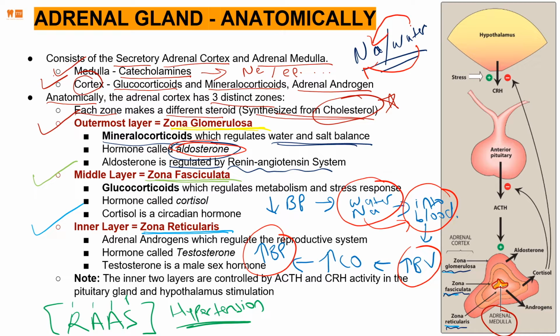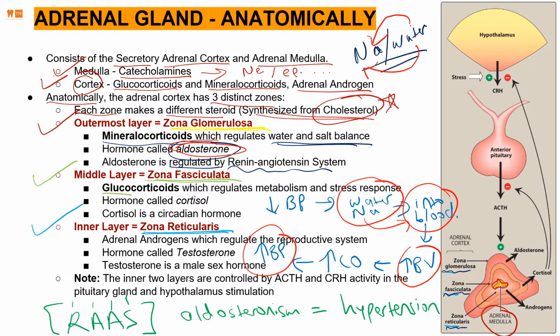Therefore, in other words, if you look at the whole scenario, we'll write it down here so it's easy for you to understand: aldosteronism equals hypertension. Hopefully that jogged our memory back, very easy, guys. So that was zona glomerulosa. Similarly, we have zona fasciculata.